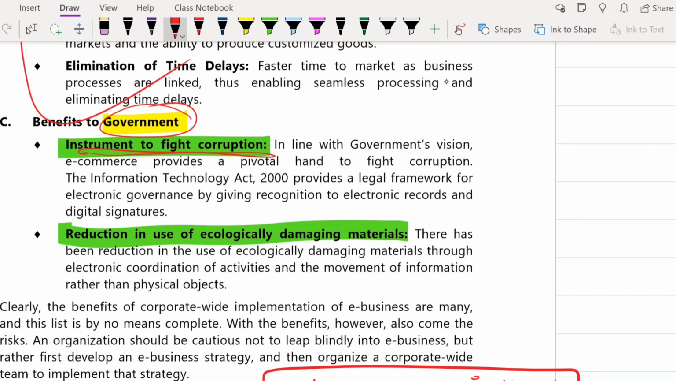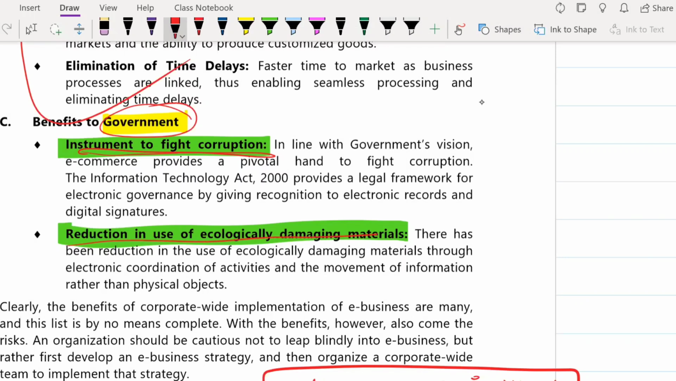Okay. Yes. So next is instrument to fight corruption. Third time I think I'm starting the same point. So I think you would have understood, since everything is digital, everything is transparent, and the government will have all the data to themselves. So it is easier to fight corruption.